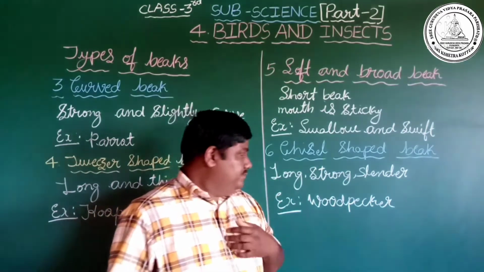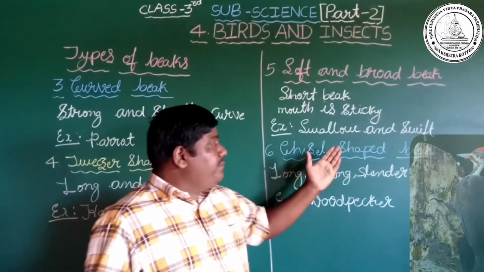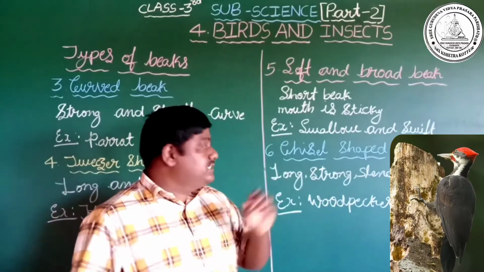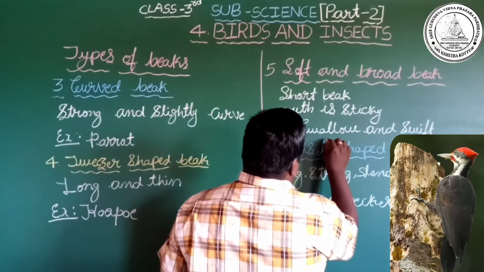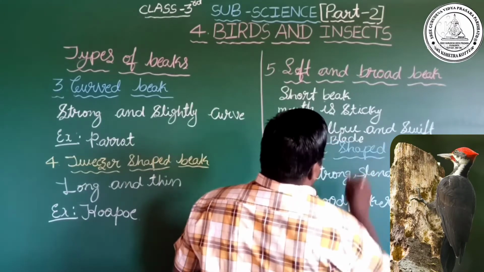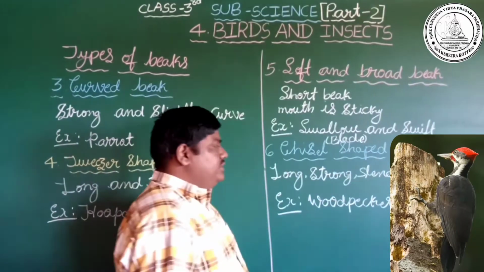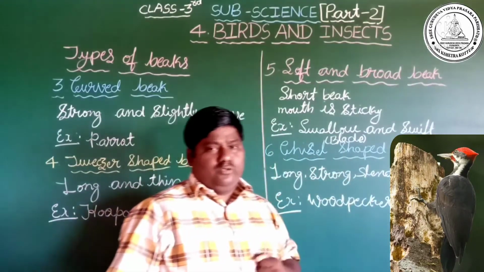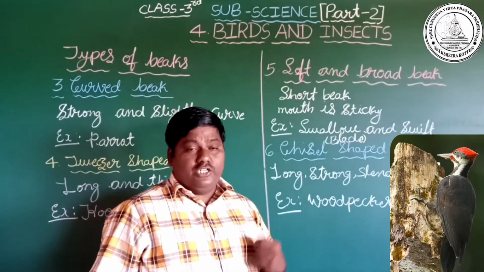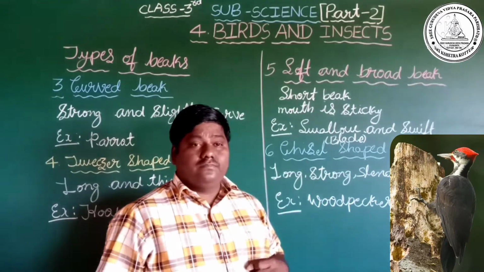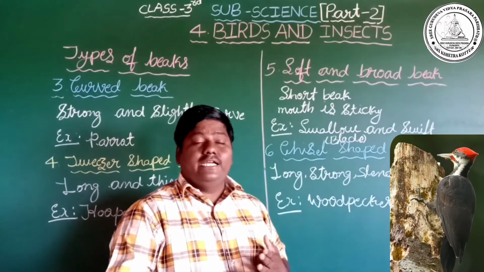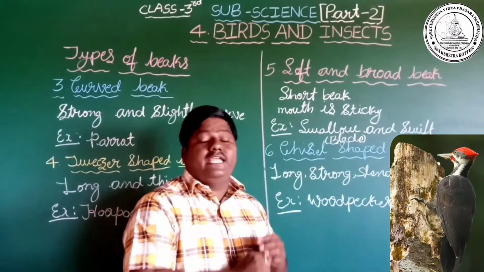Okay, next, the chisel shaped beak. Here the meaning of chisel: a chisel is a blade-like structure. See, it is very sharp like a blade. It is long, strong, slender, and it is tapering at the end.